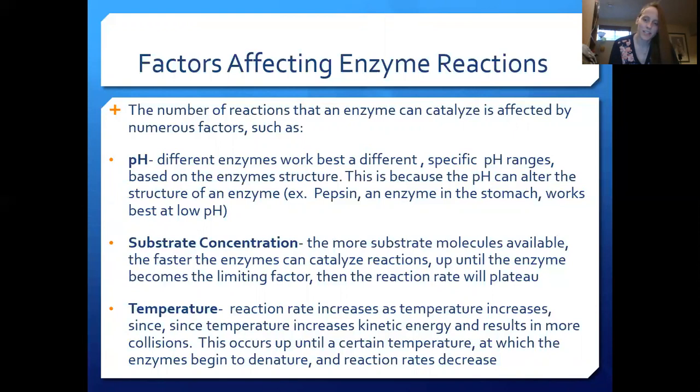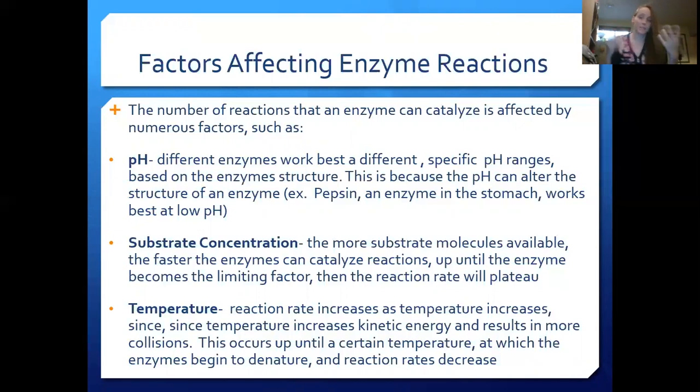Substrate concentration is essentially how many of the reactant molecules you have. The more substrate that there is available, the faster the enzymes can catalyze the reactions, up until the enzyme becomes a limiting factor. So essentially, if you have a low substrate concentration, the enzyme is always having to search around and look for a substrate to bind to and then catalyze.